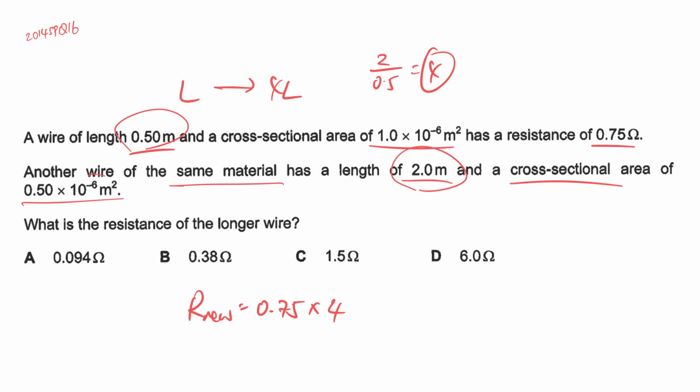Next, the cross-sectional area goes from 1.0 times 10 to the power of minus 6 to 0.5, so the cross-sectional area is half, thinner, so the resistance should go up and it will double, so times 2. So the answer will be 6.0 ohms, so it's D.